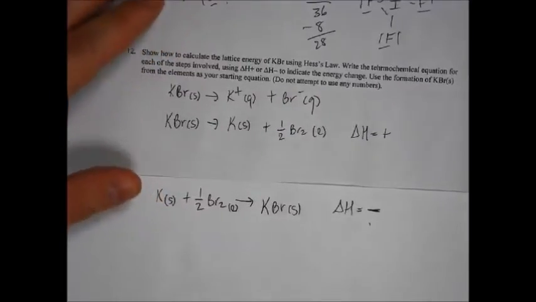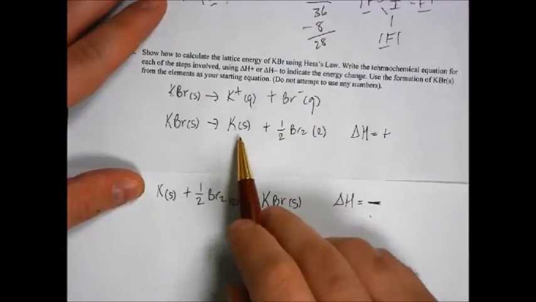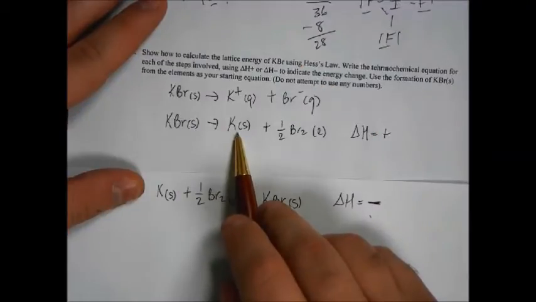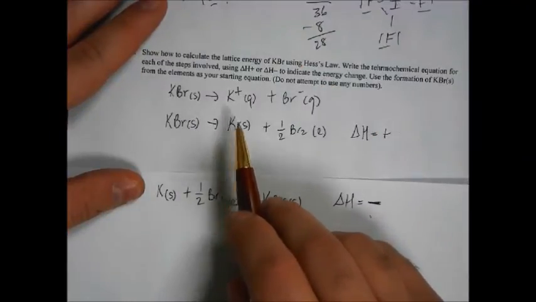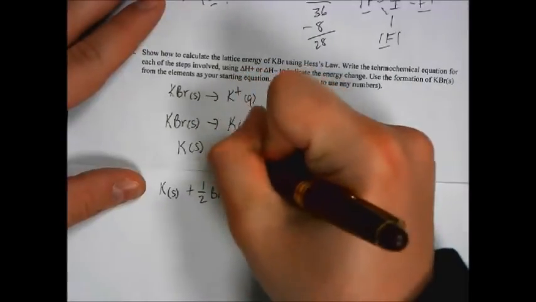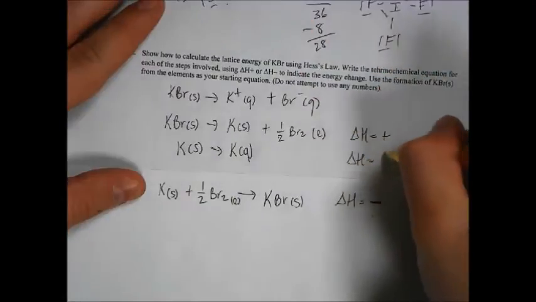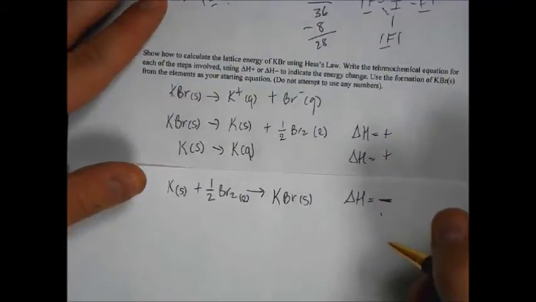So let's take the potassium first. We'll just pick that one arbitrarily. One of the ones that we're going to need is to get this into a gas, so that's going to be the sublimation. So that's going to be K solid goes to K gas. A sublimation is going to have a positive delta H by definition.